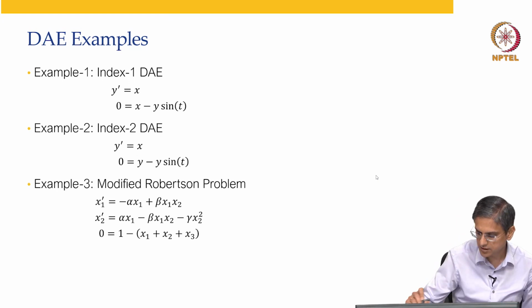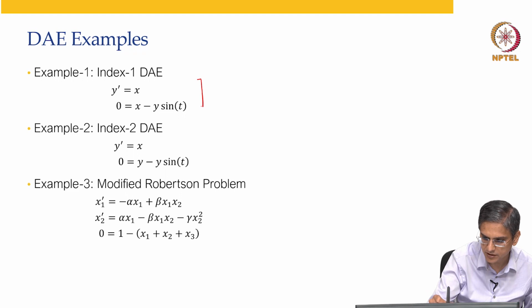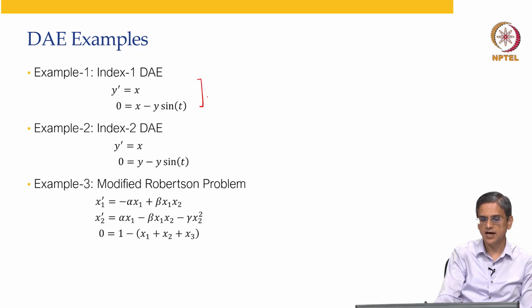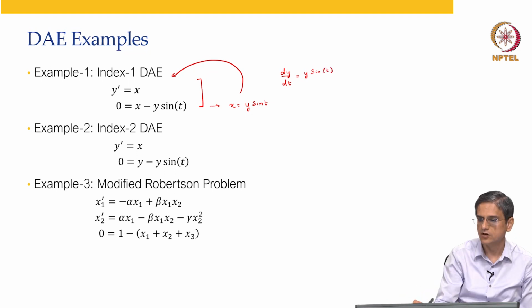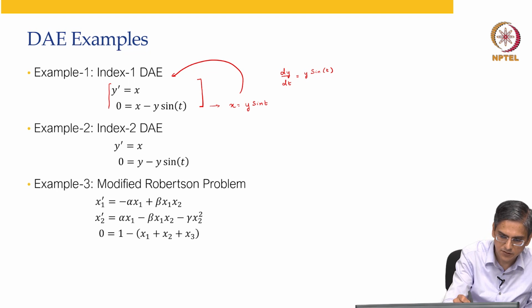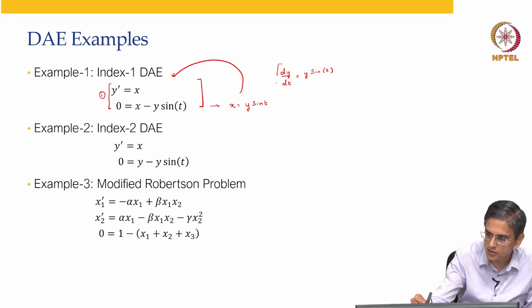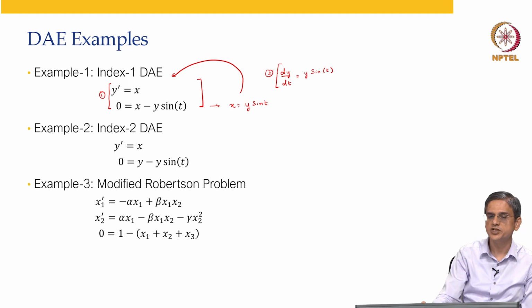Let us take this particular example. You have dy by dt equal to x and 0 equal to x minus y sin t. If your equation is in this form, you can always rearrange this equation to write x as equal to y sin t. You can substitute it over here and you will get dy by dt equal to y sin t. So example number 1 is a DAE, and example number 2 is an ODE.